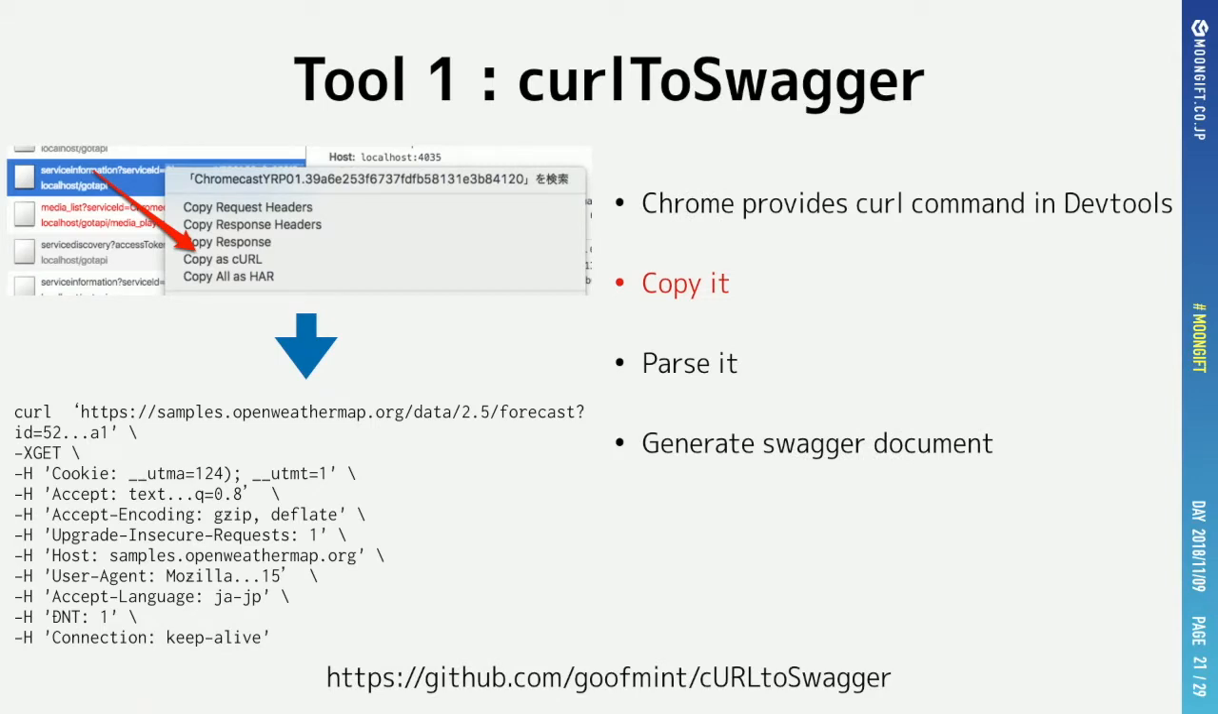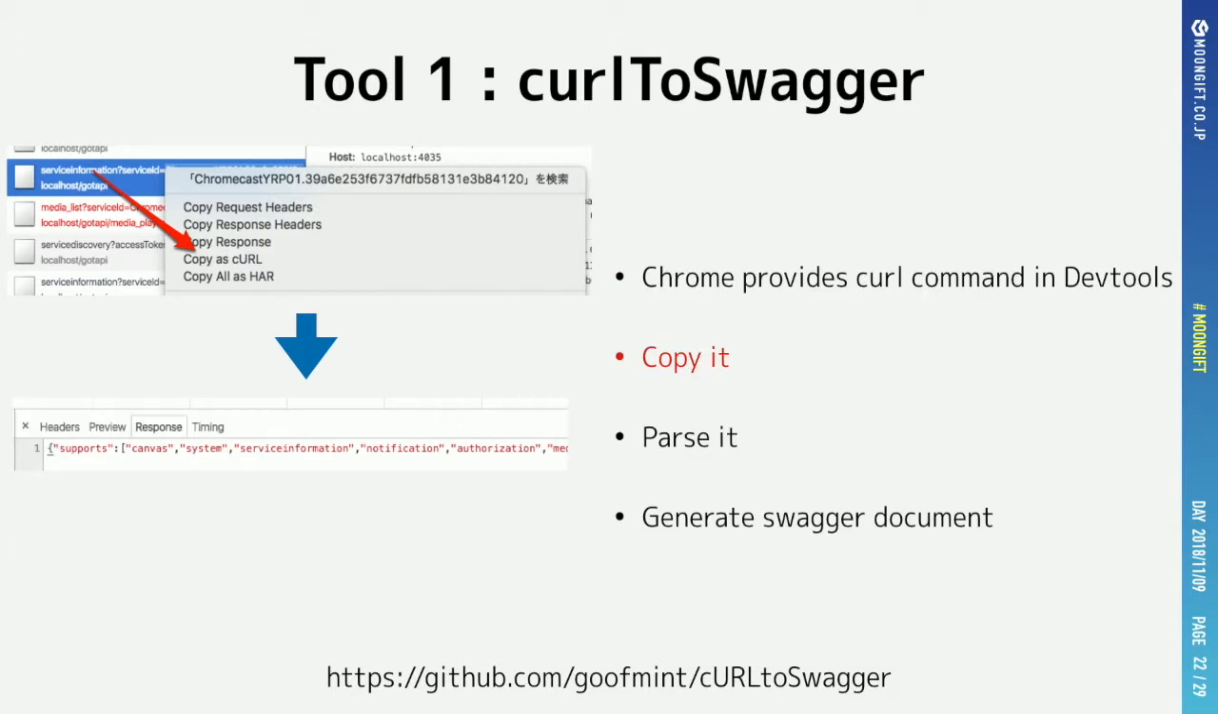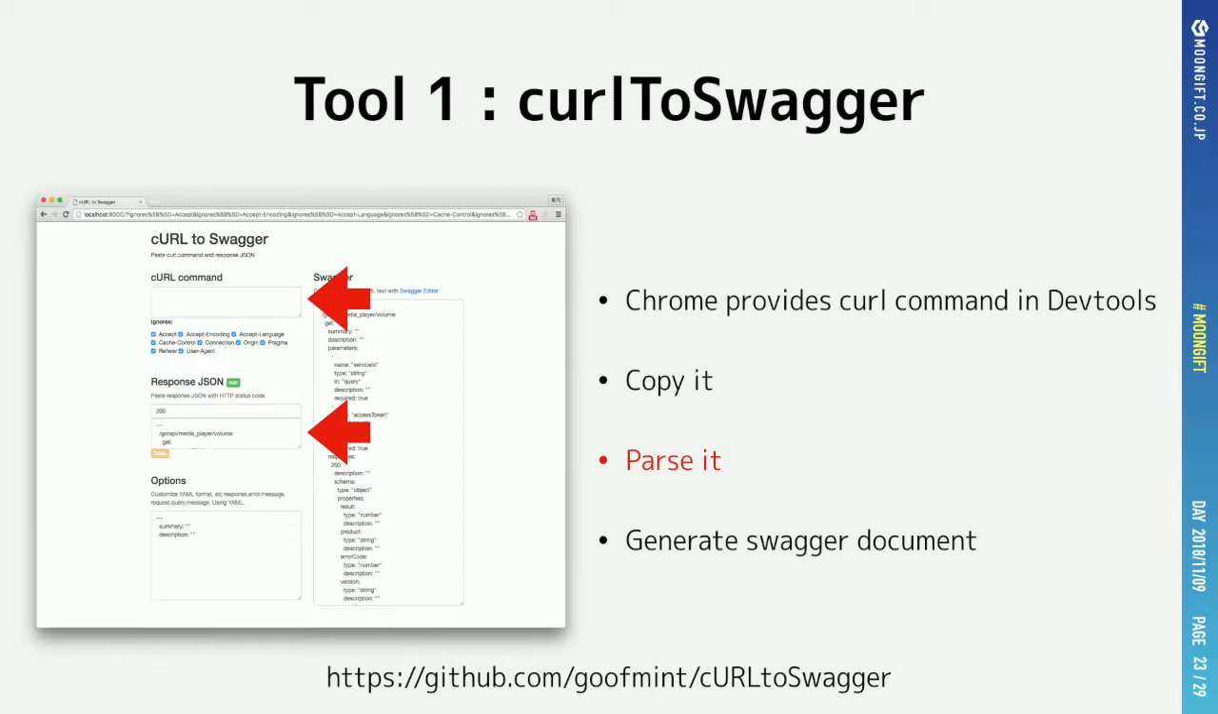When I use the Kitchen Sink app in Google Chrome and it calls each API, I open the developer tools in Chrome, and I can confirm each network access in the network tab. I right-click it and show the context menu, and I choose "Copy as cURL." Then I get a complete curl command like this. I also copy the API response like that. After that, I paste it into the curl command and API response, then generate the swagger YAML.